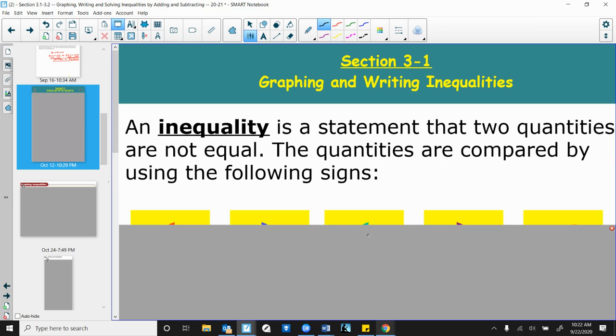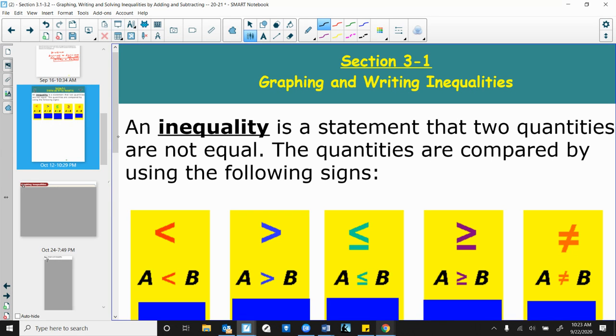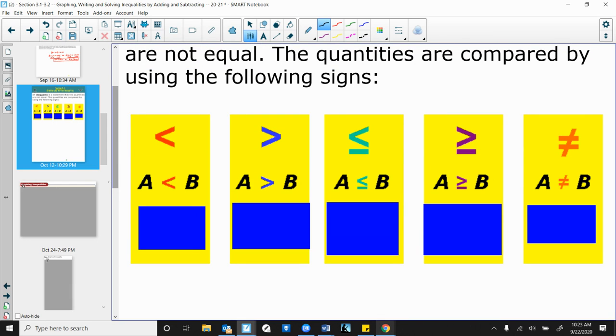Inequalities are a statement that two quantities are not equal. The quantities are compared by using the following signs. Obviously you can see the signs right in front of you, but you've got greater than, less than, greater than or equal to, or less than or equal to. So I have all my signs right there. We also have at the very right a not equal to, if that comes up at some point.